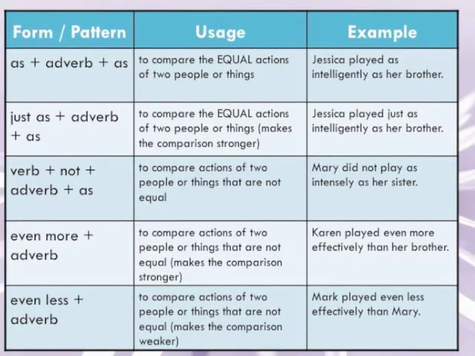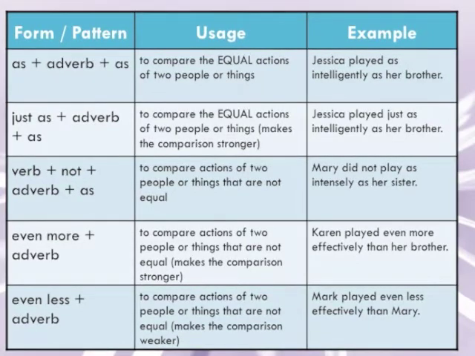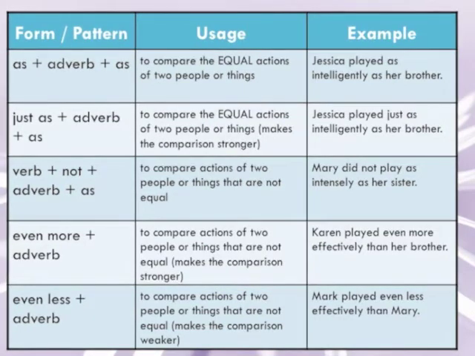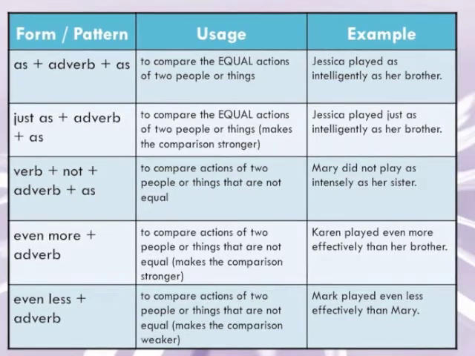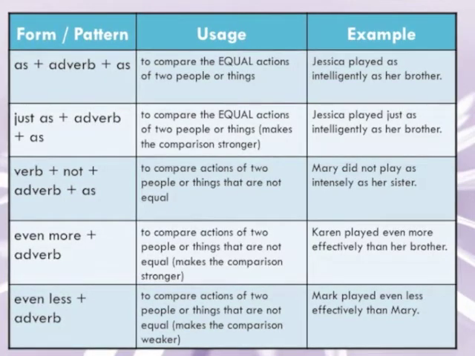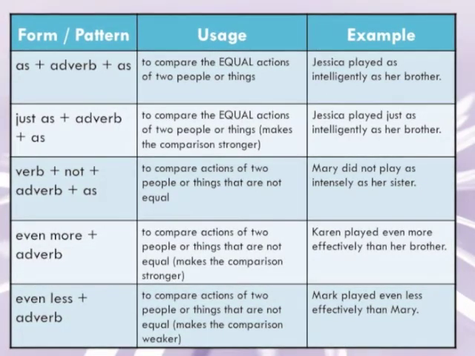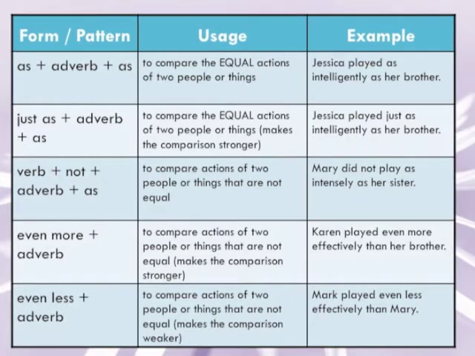If you have just as plus the adverb plus as, it compares the equal actions of two people or things, but this makes the comparison stronger. Jessica played just as intelligently as her brother. This is a much stronger example than the first one. If you have a verb plus not plus adverb plus as, this compares the actions of two people or things that are not equal. Mary did not play as intensely as her sister.